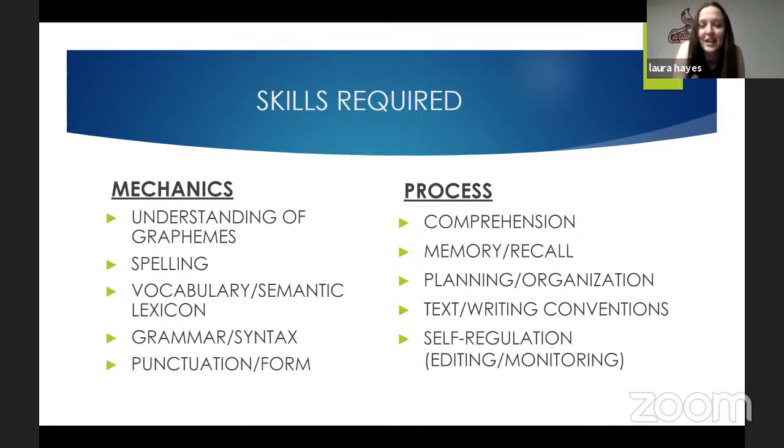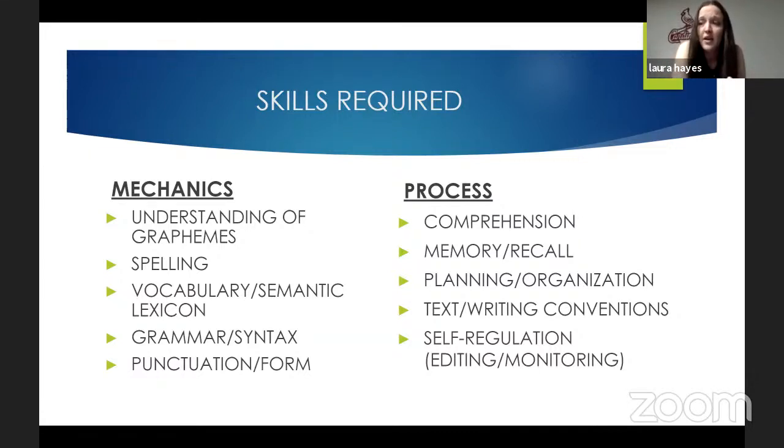But equally important is the process of writing. The comprehension, the memory and the recall, the ability to encode what we're thinking. Decoding for reading is really important for that beginning stage, and we're going to talk about that. But the ability to encode and have the memory to do that is hugely important for our kiddos learning. The ability to organize and plan how to write.